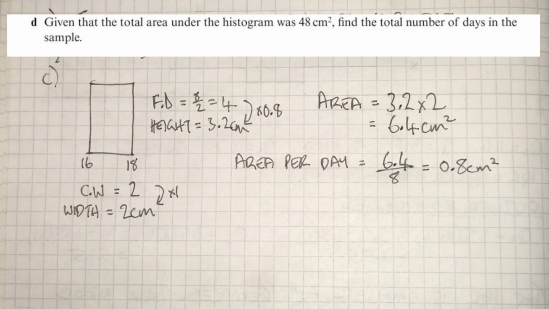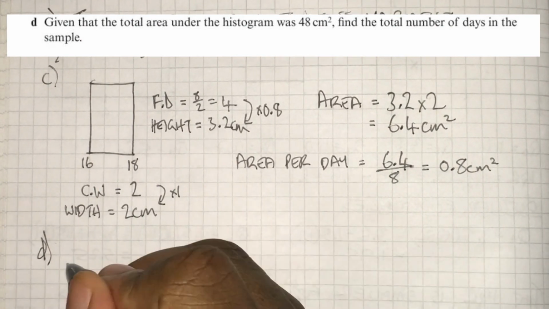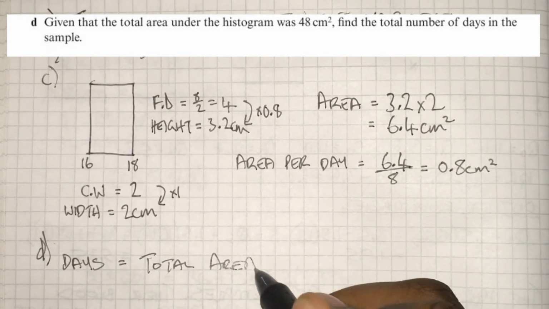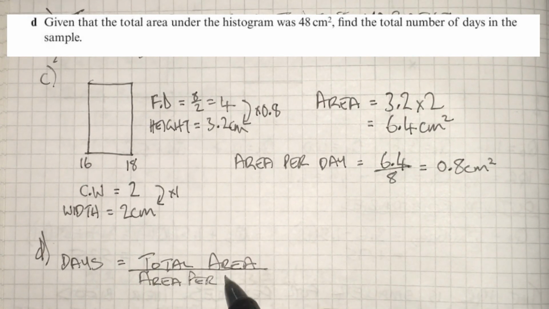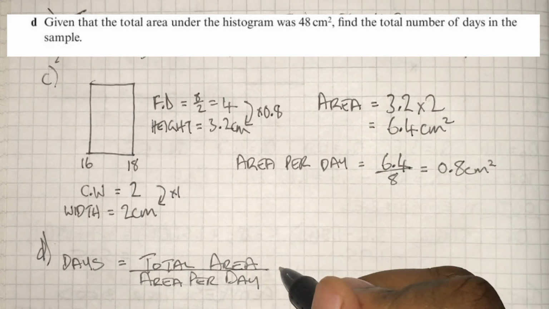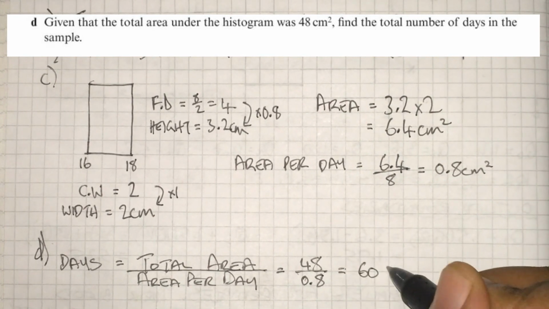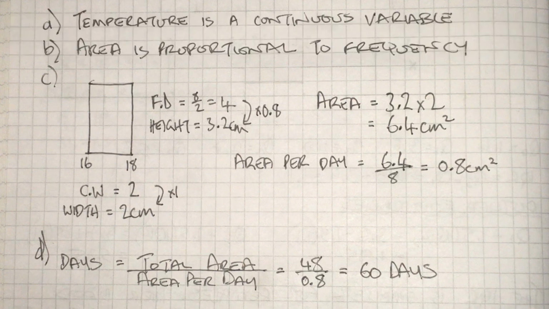In part D, we were given some additional information that the total area under the histogram is 48 centimeters squared, and we need to find what is the total frequency, what is the total number of days that this histogram represents. Well, to find the number of days, we should be able to take the total area and divide by the area per day. 48 divided by 0.8 equals 60. This histogram was constructed to represent 60 days. Proportionality is a key all the way through. There's always some aspect of proportionality being used within these histogram questions.